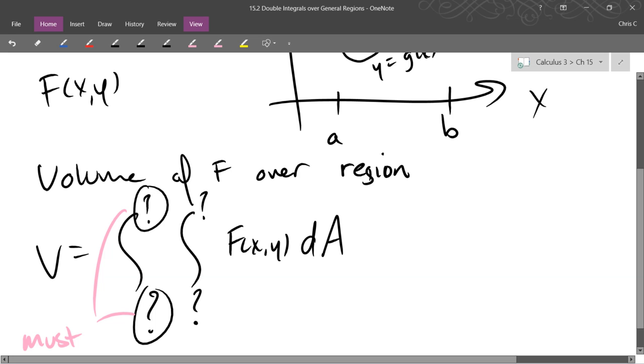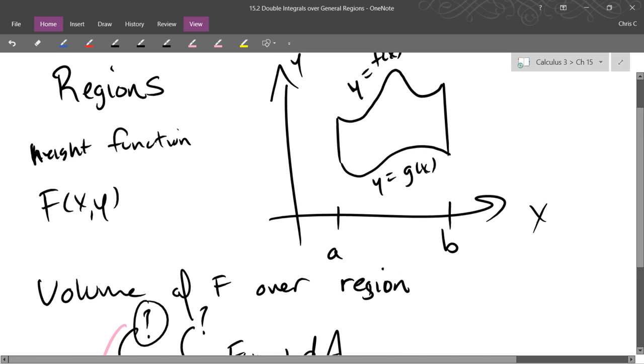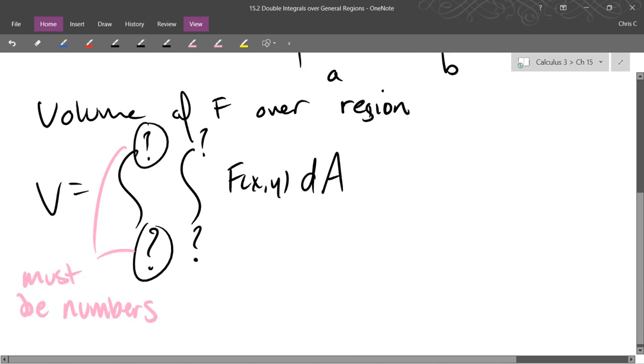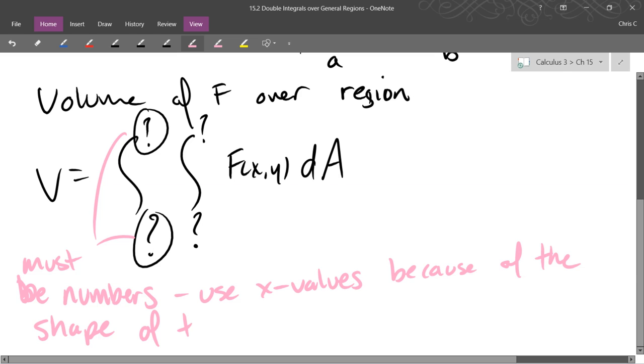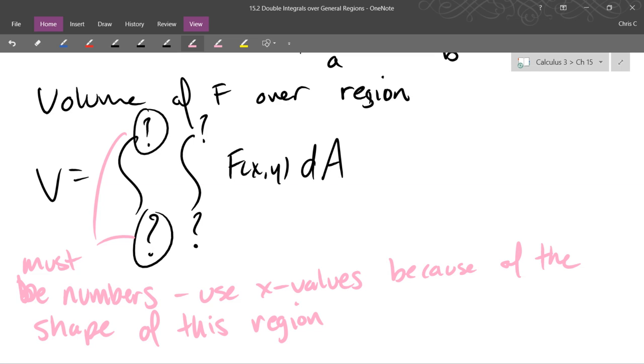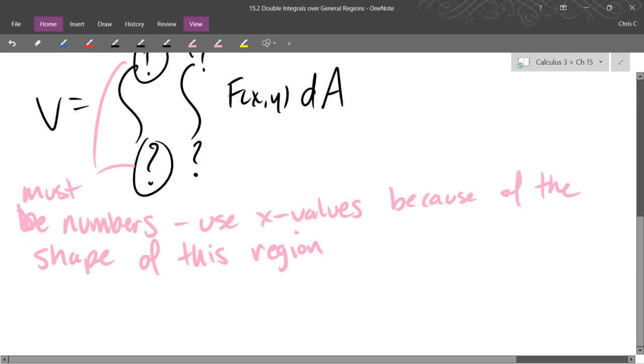If the outside ones have to be numbers, should I use x values or y values? The way I drew my region, we're going to go with x values, because there's a very clear minimum, maximum x value going on. Because those must be numbers, we're going to use x values because of the shape of our region. I'm going to draw another region that's going to have a flat top and bottom and curved sides. In that case, we're going to flip the order around.